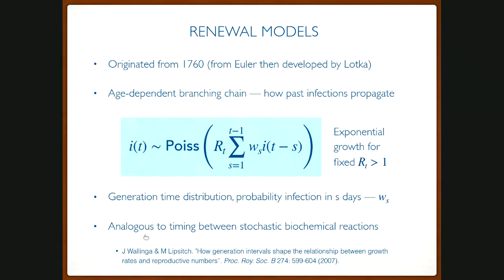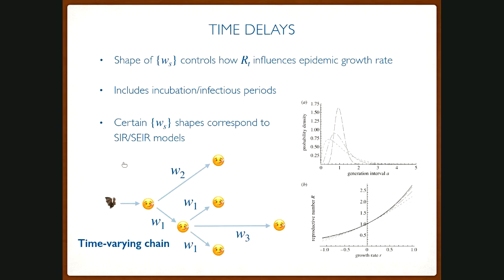And this generation time distribution, which causes the random timing of infection events, you could also think of as similar to the random timing in stochastic biochemical reactions. So this brings us back to time delays again. Before, in the branching processes, we talked a lot about size in terms of the number of offspring. Now we talk about the timing at which those offspring are produced. So the shape of the generation time distribution will control the growth rate of the epidemic.